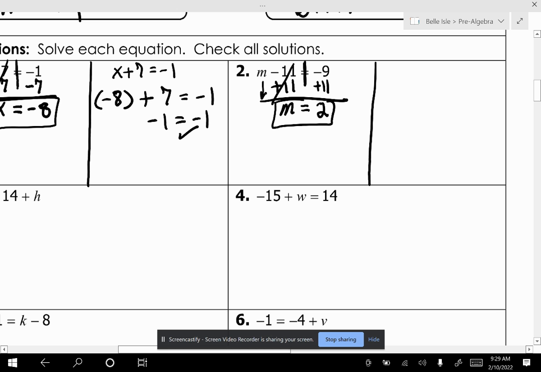And then you check yourself. We got m minus 11 equals negative 9. And then I'm going to rewrite it with parentheses instead of the variable. Then in those parentheses, I will plug in a 2. And now I just do math. So I've got 2 minus 11, which is negative 9. Does negative 9 equal negative 9? Then we good.